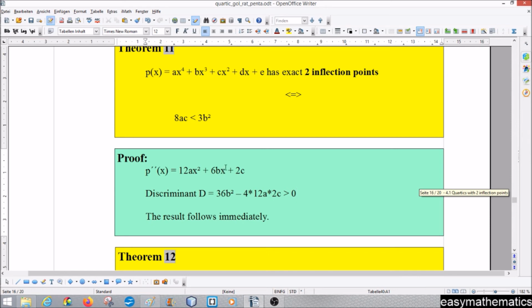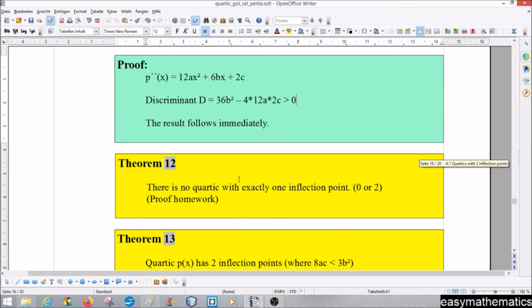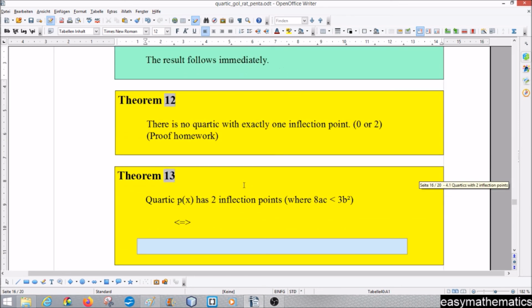Theorem 12 is dealing with the fact that there is no quartic with exactly one inflection point. So in other words, a quartic has 0 or 2 inflection points, but not one. I leave this proof for you as a homework.